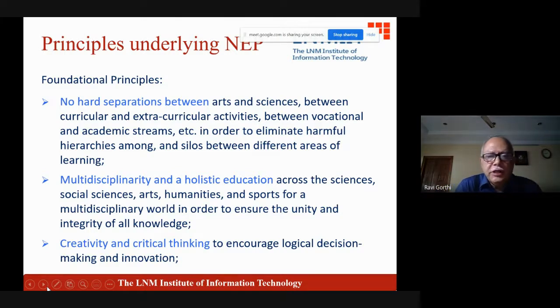Curricular and co-curricular go together hand in hand. Some of them become co-curricular with credits. Between vocational and academic streams, in order to eliminate harmful hierarchies. Multidisciplinarity and holistic education across sciences, social sciences, arts, and humanities, sports for a multidisciplinary world. There is a focus on multidisciplinary offerings.